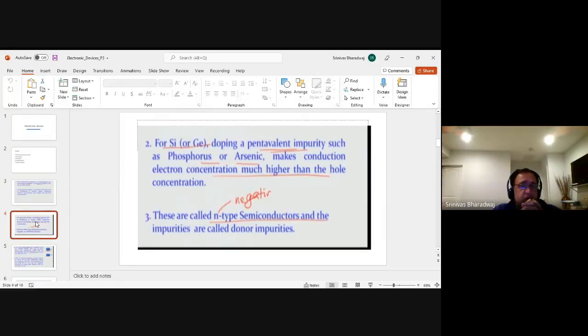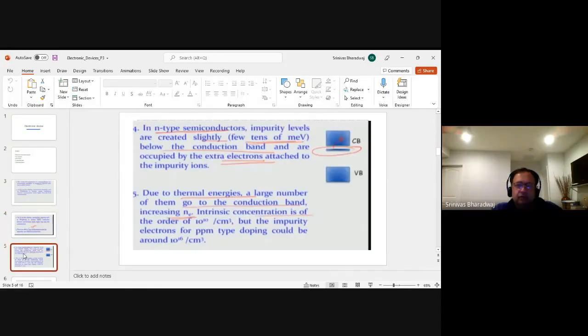Phosphorus pentoxide, P2O5, forms bonds of that type. A pentavalent impurity like phosphorus makes conduction electrons much higher than the hole concentration. These are N-type semiconductors: N-type semiconductors have a pentavalent impurity embedded into the silicon it is doped with. A P-type impurity, on the other hand, is rich in holes.